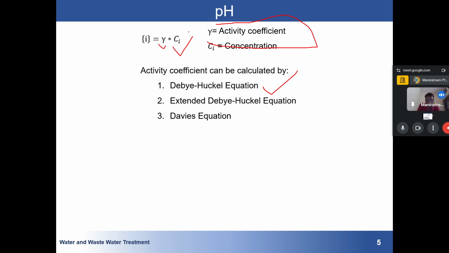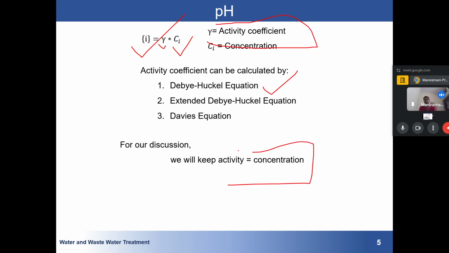Generally, when we perform an experiment, we always measure the concentration. So if you know the concentration, you can calculate the gamma, and based on this gamma you can find the activity of that species. The equations used to find the activity coefficient are these three equations. There are several equations, but these are very commonly used. So for our discussion we will keep activity equal to concentration. If you want to know more about activity, you can refer to a standard book. But as of now I will be sticking to one thing, that activity is equal to the concentration of your species.